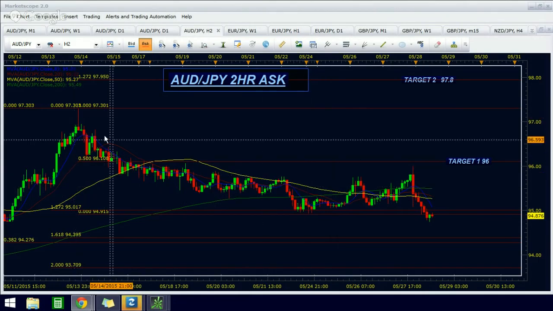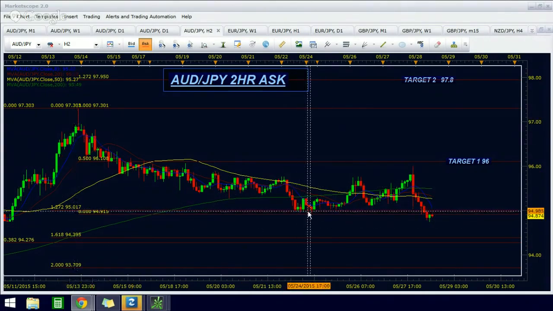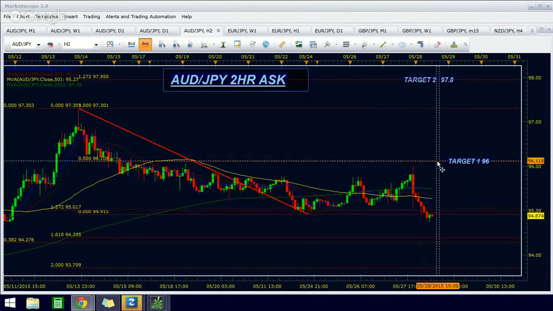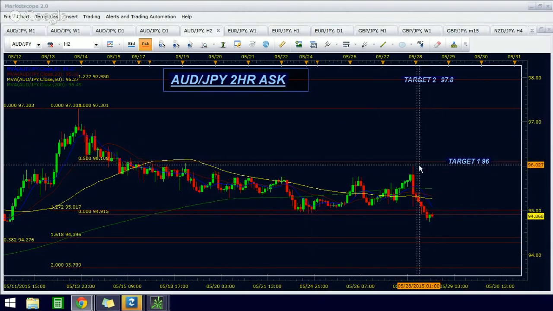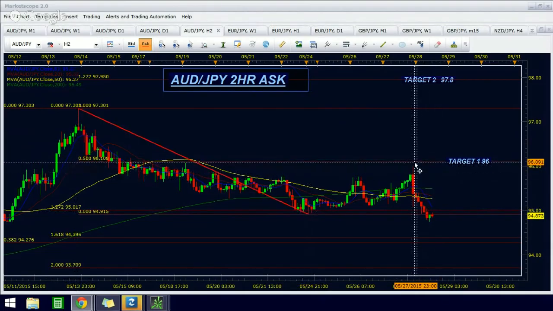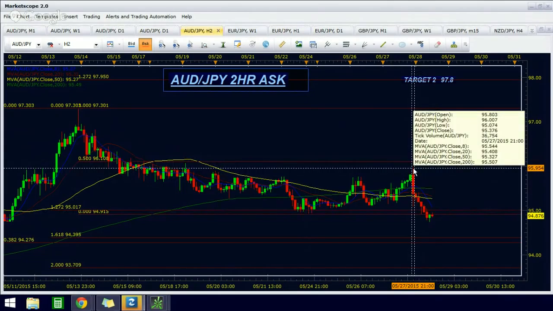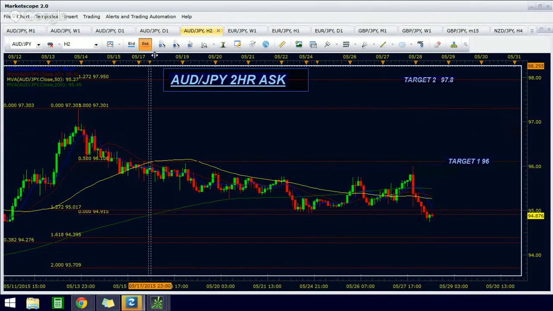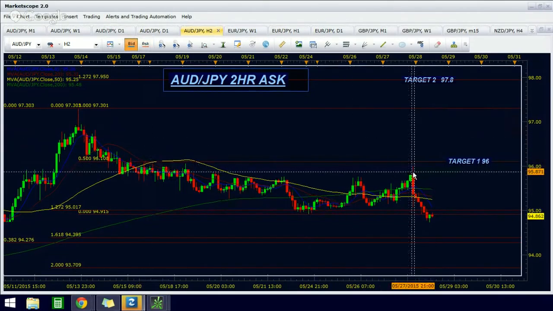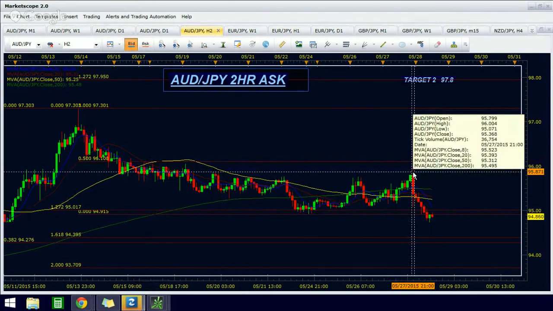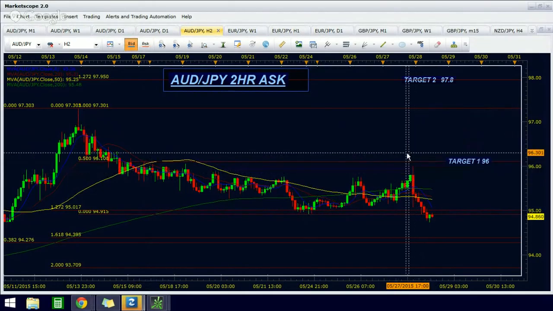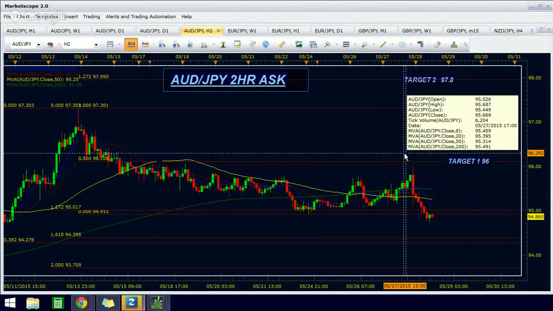We had this bullish butterfly that completed here. We had the target of 96, which you can see here. It came up short of the fib, but the high was 96. So we're getting out of that. 96,004. So it did hit our target one.